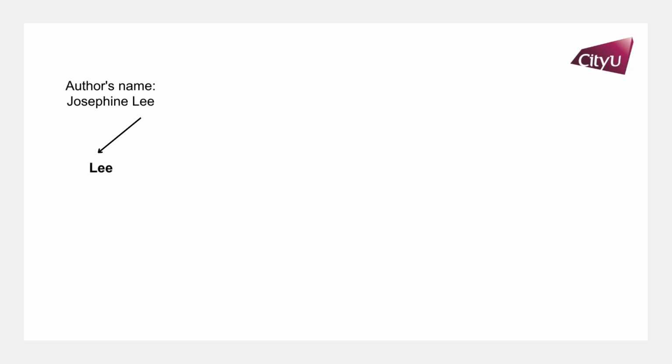Hi everyone! Today we'll talk about journal article reference in APA 7th edition format. First, invert all individual authors' names. Add a comma after the surname and then write the initial letters of given names.